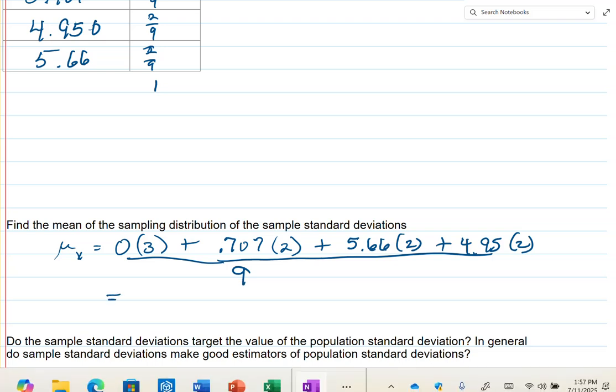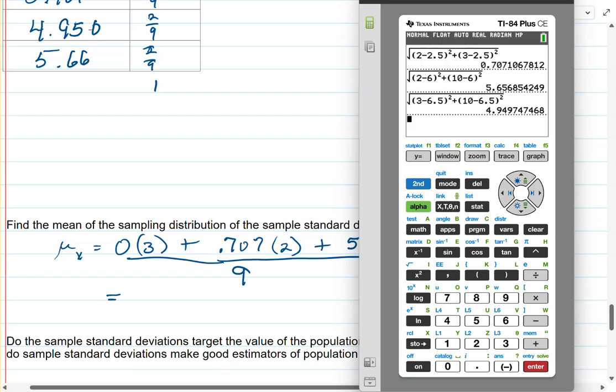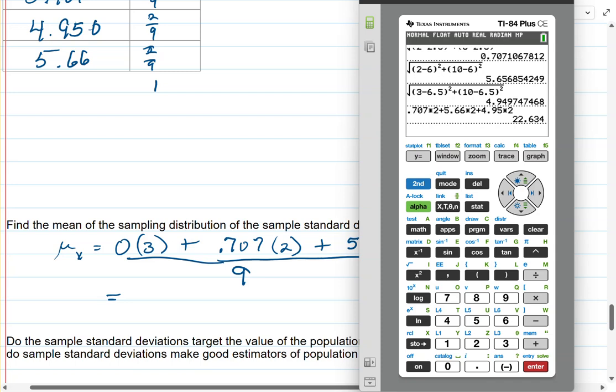And when we do the math, 0.707 is not as pretty as the other one we did, where it came out with nice numbers. 5.66 times 2 plus 4.95 times 2. Okay, and we're going to divide it by 9.